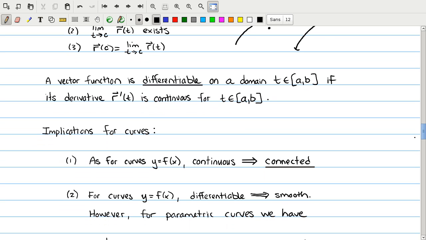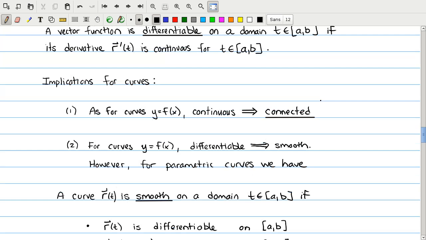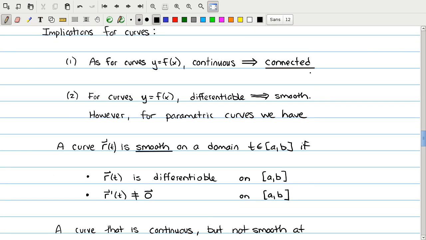Similarly, a vector function is called differentiable if the derivative function, r prime of t, is continuous, and so on. So the second derivative is twice differentiable if the second derivative is continuous, and so on. So that's all fine. That's the same definitions as in Calculus 1, but what are the implications for parametric curves? So as was the case in Calculus 1, if y equals f of x, then if it's continuous, that means it's connected. So that definition doesn't change. If it's continuous, it's connected. In Calculus 1, differentiable basically meant smooth. However, there's an extra catch.